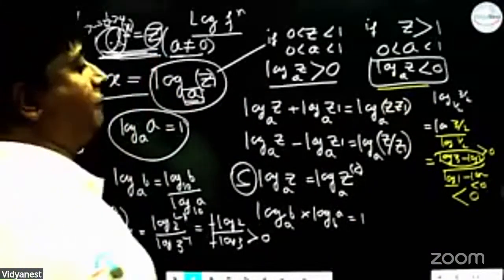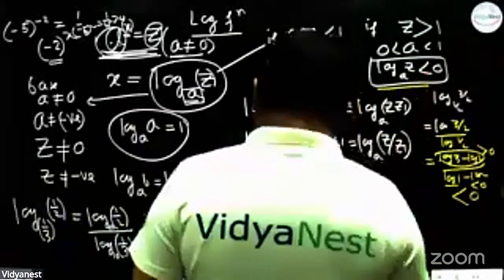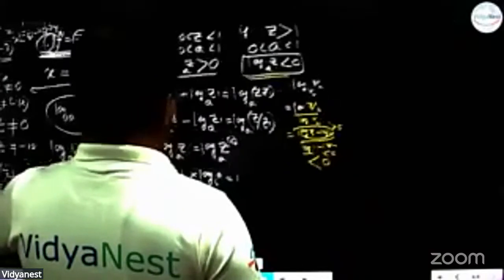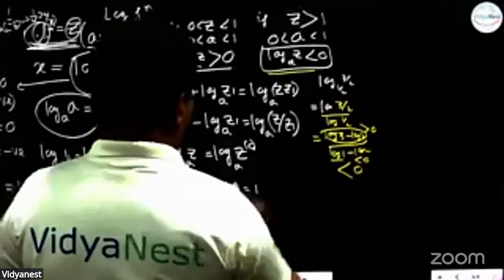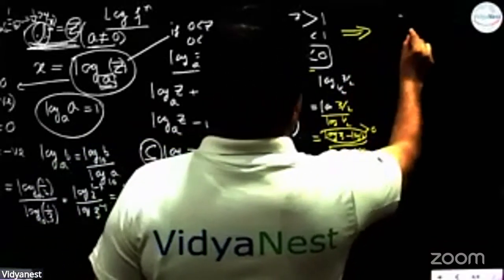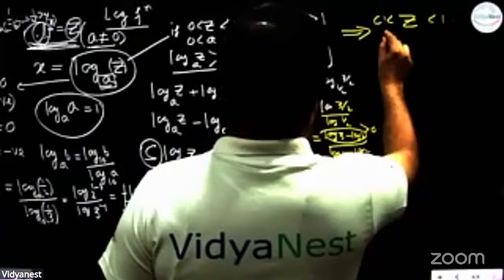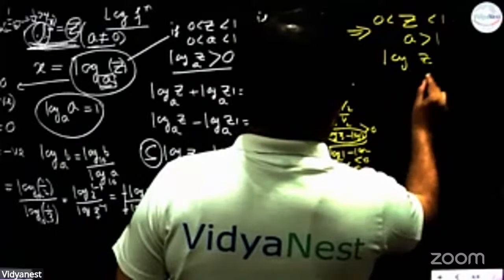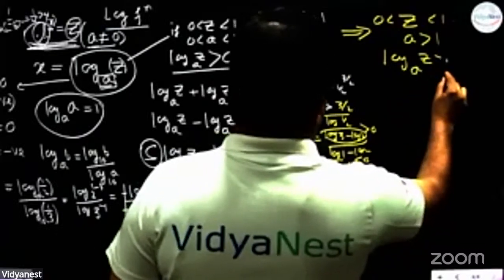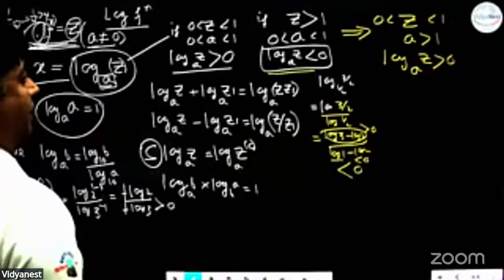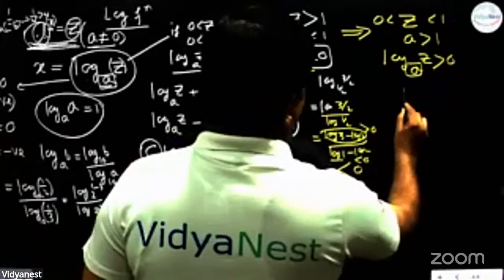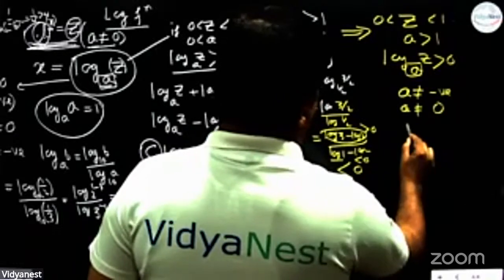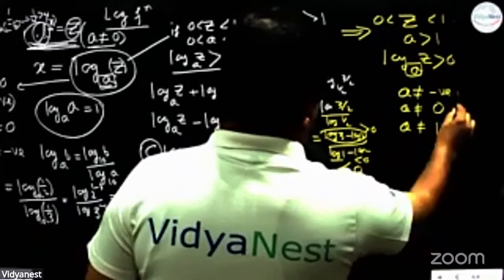If you reverse it, what is the reverse? If z is a proper fraction and a is an improper fraction, then also log z to the base a is greater than 0. Always remember that base a, earlier we got, cannot be negative, cannot be 0, cannot be 1 also. Okay?